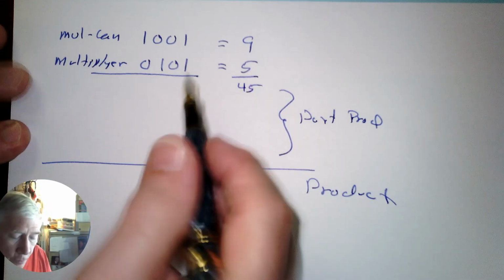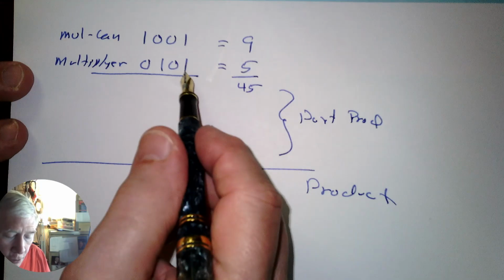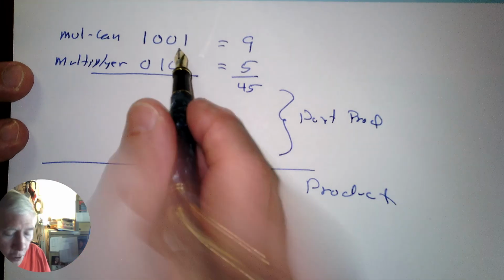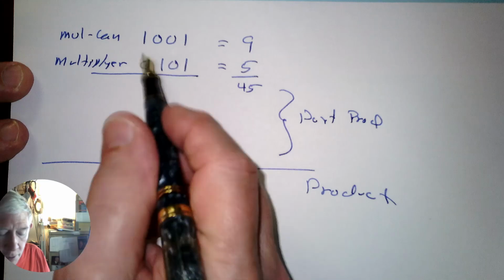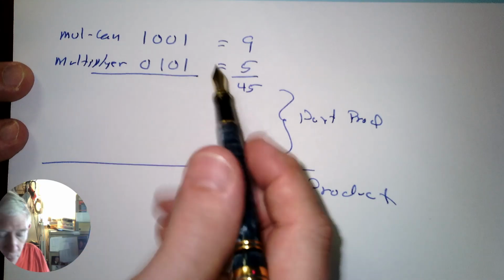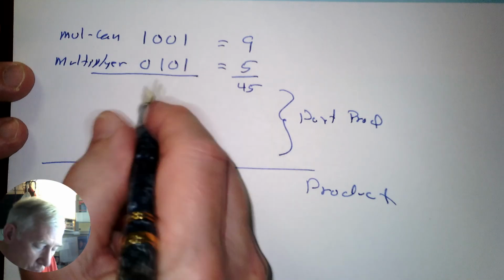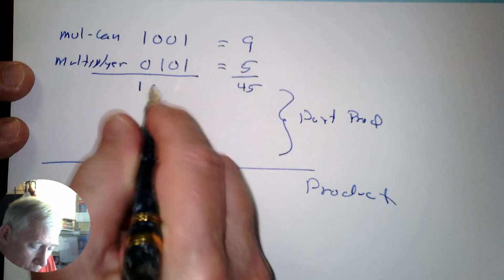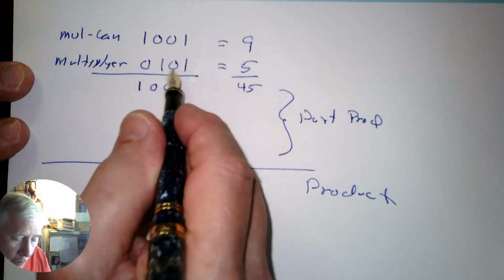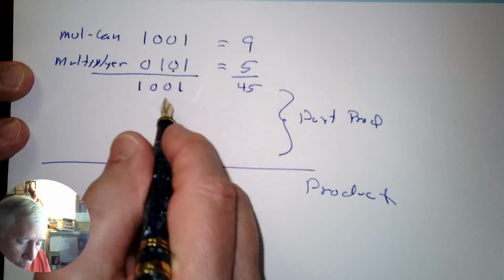All right, now we look at our first multiplier digit. If it's a 1, we just copy the multiplicand, because 1 times anything is just anything. If it's 0, we put down zeros because 0 times anything is 0. So 1 times this is just going to be 1, 0, 0, 1. Now we have to shift over 1 because you have to index. It's a 0, so now we just write 4 zeros.